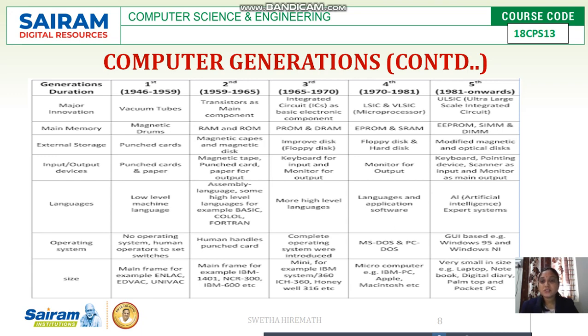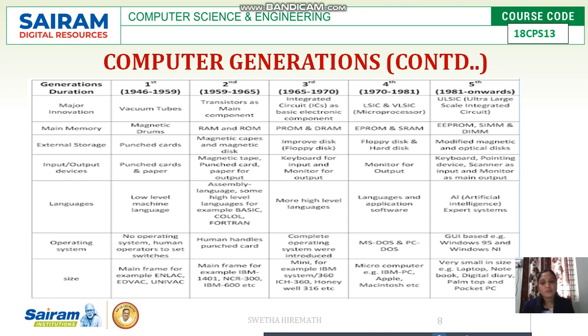For languages, what was introduced in the first generation was low level machine language only. In the second generation, assembly language and high level languages like BASIC, COBOL and FORTRAN were introduced and used in the computer system. In the third generation, more high level languages were designed and implemented, and application software also was developed. And in the fifth generation, AI, that is artificial intelligence expert systems, were developed.